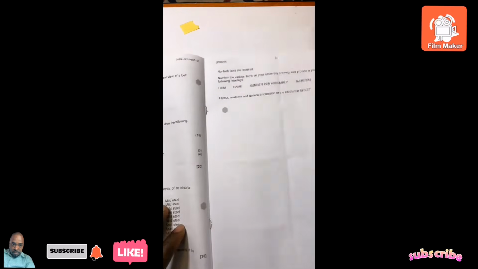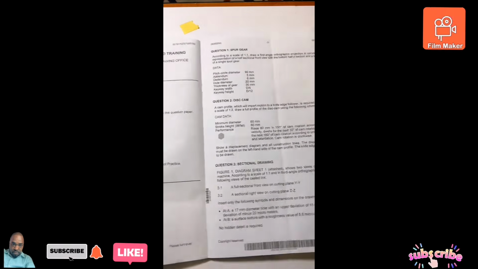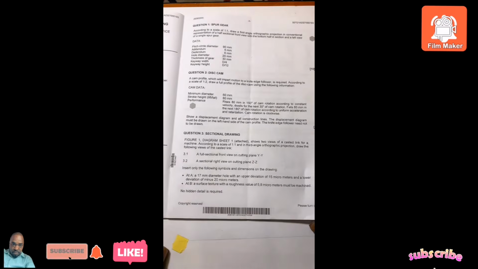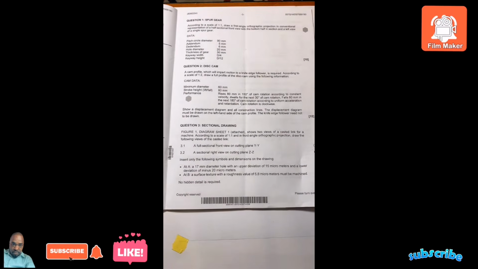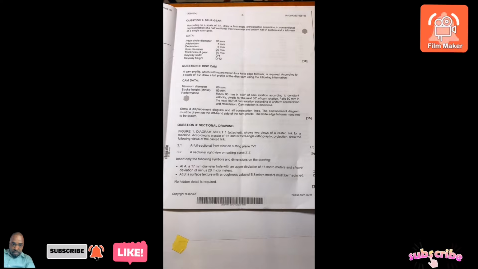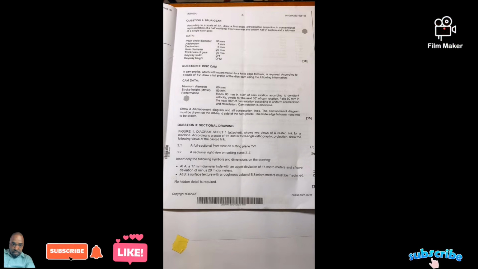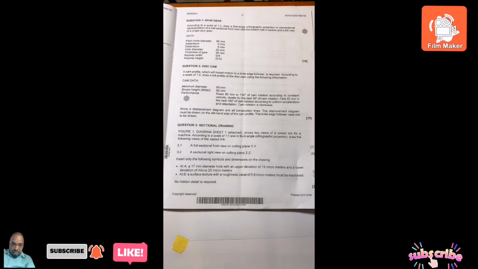Let us quickly look at sectional drawing, which is question 3. It is very important to read the question and analyze those views. You understand? Figure 1, diagram sheet 1, attached, shows 2 views of a casted link of a machine.